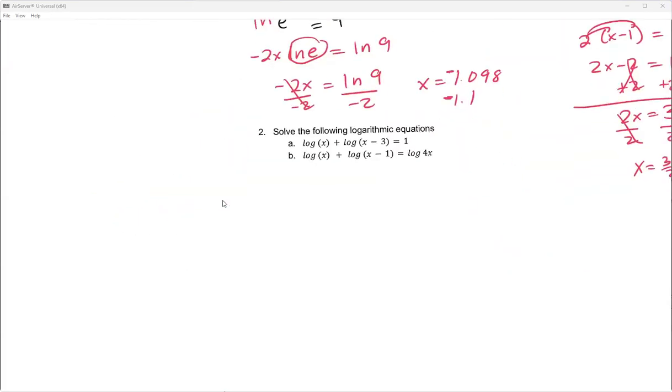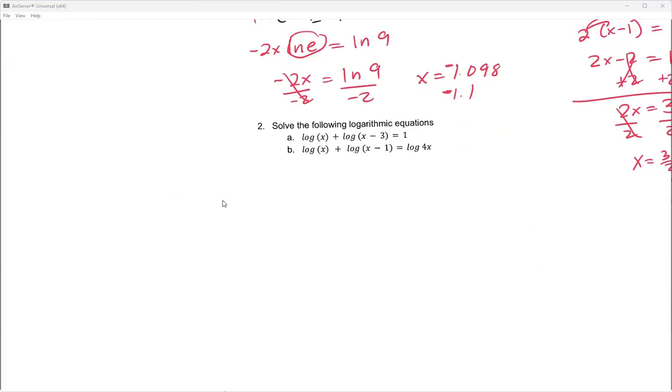Number 2, all right, here we have, we use the properties of logs, so x times x minus 3 is equal to 1. Keep in mind that on letter A, there's no log on the right side of the equal sign. So in this case right here, you have to put 10 here, right? And then put it in exponential form.